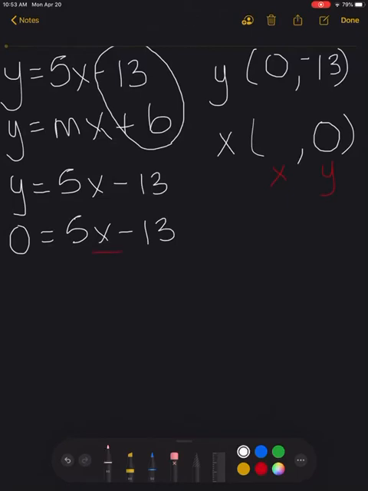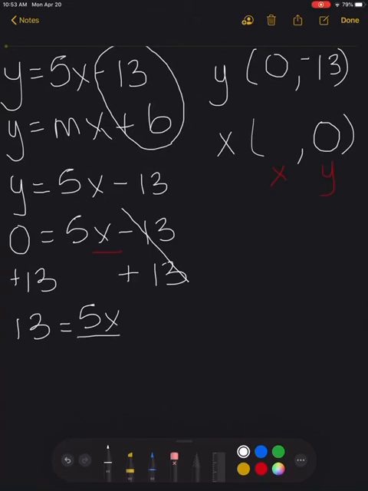In order to do that, we're going to have to perform inverse operations. So the inverse of negative 13 is going to be positive 13. So we're going to add 13 to both sides. On the right side, negative 13 plus 13 cancels out. And on the left side, 0 plus 13 is just 13. So we have 13 equals 5x.